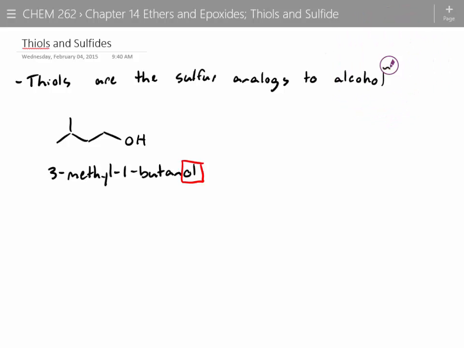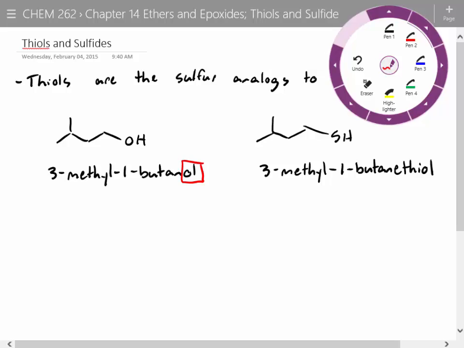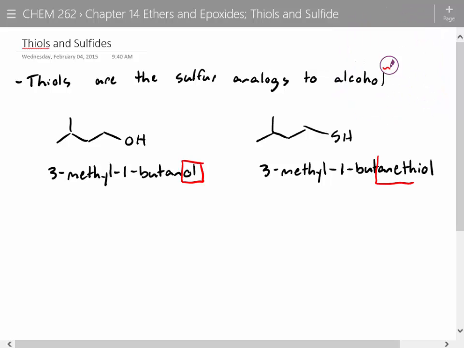If we go to the sulfur analog of this, it has a slightly different name. It would still be 3-methyl. The priorities don't change because we switched to a sulfur. And then it would be 1-butanethiol. So the difference is we retain the ane suffix, and then we add on a thiol to the end. The same rules apply for nomenclature. We just changed the suffix from that regular ol suffix to an ane thiol suffix.